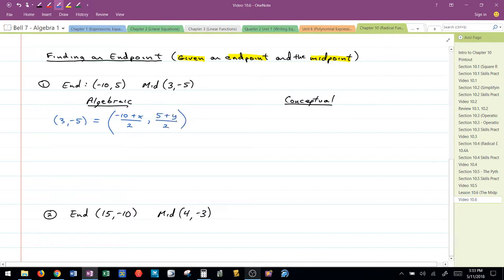Again, why am I writing those x and y's like that? Because that's what I'm trying to find. That's going to be the coordinates of the second endpoint. All right?